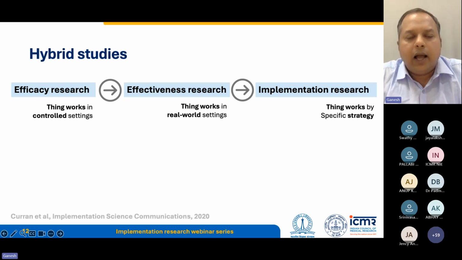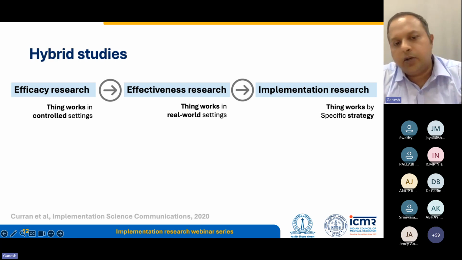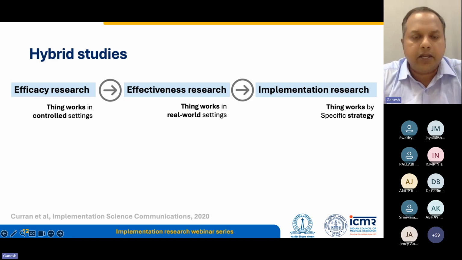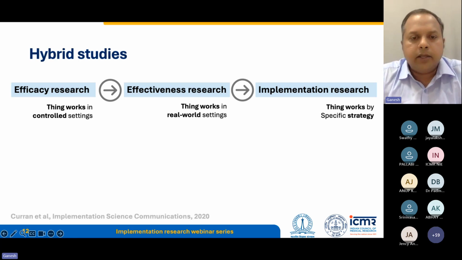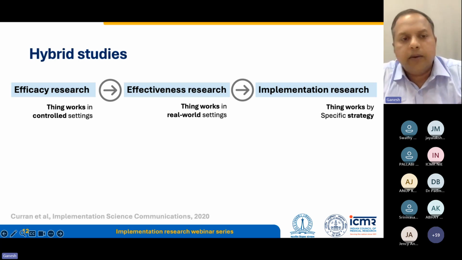There is something called hybrid studies in implementation research, which we are going to discuss largely. This is an upcoming science which has been discussed, and I acknowledge Curran et al., published in 2012, as well as in 2020 in Implementation Science Communications, and again in 2022, research papers which introduced a concept called hybrid design and hybrid studies.